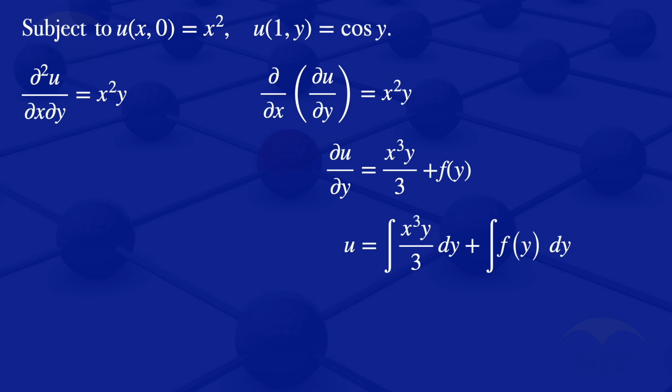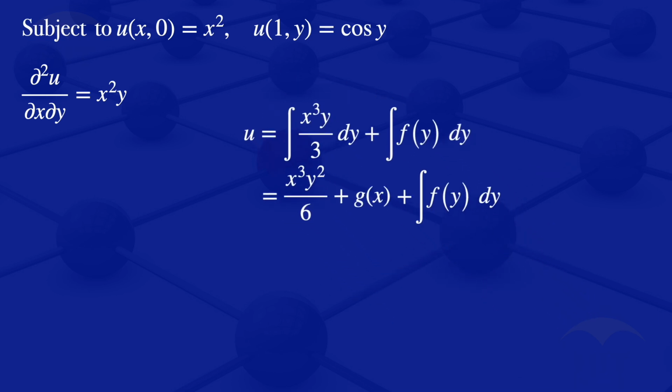The constant of integration, we were taking the partial derivative with respect to y there. So our constant of integration there will be in terms of x. It will be a function of x. So our result there is u is equals to x cubed y squared over 6 plus a function g of x. And then this part here, the integral of f of y with respect to y, we just write it as it is, the integral of f of y with respect to y. So we have our u there.